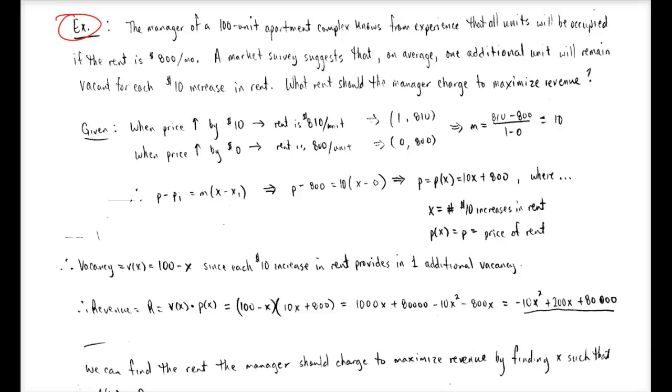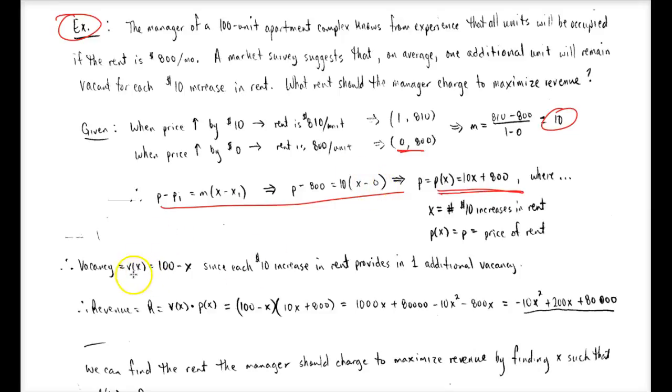Now if I want to form a linear price demand equation, I can do that simply by noting that this point is going to be a y-intercept and that my slope is 10. I didn't necessarily have to do this, but that's how I was thinking when I worked this problem. So my price demand function will be 10x plus 800.